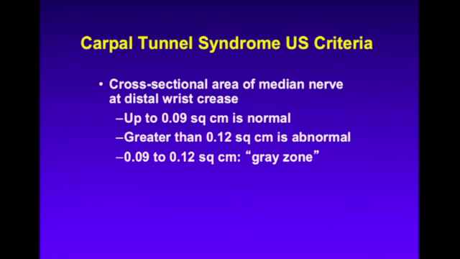Criteria can be either absolute or relative. In other words, there are articles that say that a certain number is abnormal, and then there are articles that I'll show you in a minute that show a comparison of numbers is what is abnormal.